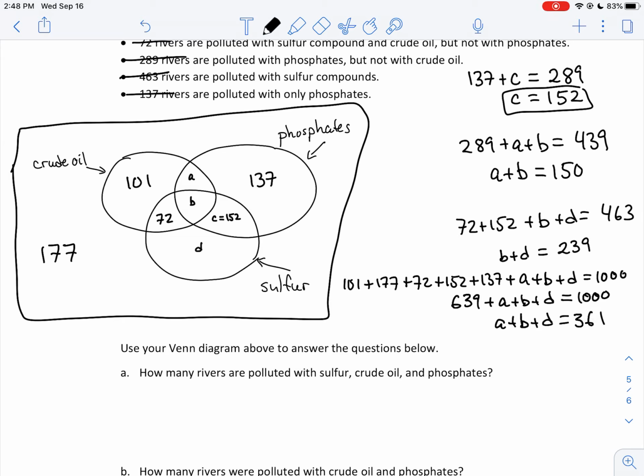So A plus B plus D has to be 361. And here's where these other bits of information become useful. We know that A plus B, whatever they are, have to add to 150. So I could just replace that with a 150 right there, and then I can solve this for D. So subtract 150 from 361, and we get that D has to be 211.